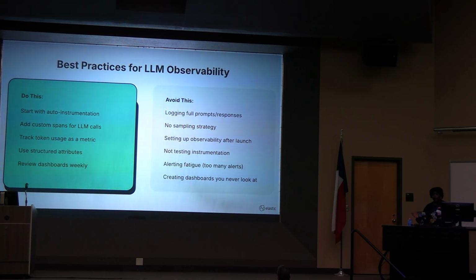You need to start with auto instrumentation. I mean, it's free. It's super simple. You don't have to pay anything. Then try to add custom spans for LLM calls specifically. Try to track tokens as a metric. And this is critical for cost.